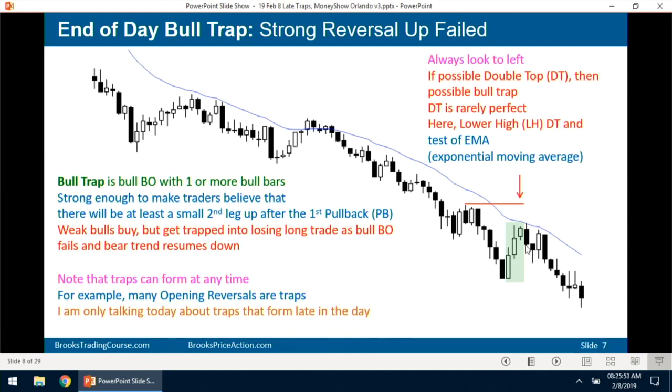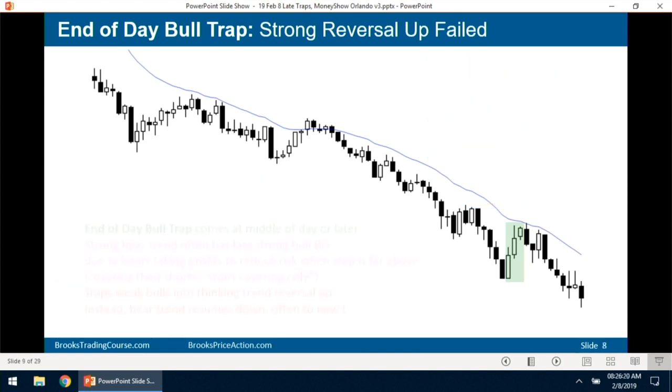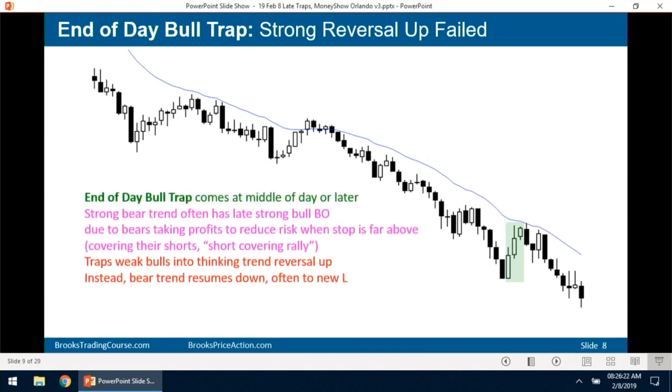Traps, I'm talking today about traps that are occurring late in the day, but they can come anytime during the day. Sometimes on the open, you'll see an extremely strong rally and it immediately reverses down. It's an opening reversal down, and it's a type of bull trap. Earlier this week, I think it was Tuesday, we had a sell climax on the open, and it was a bear trap. It immediately reversed up. But today I'm talking about things that take place late in the day.